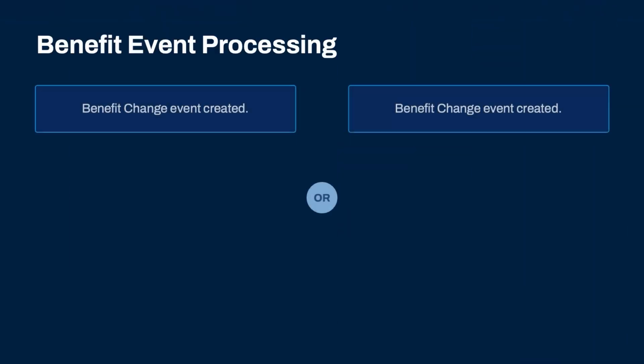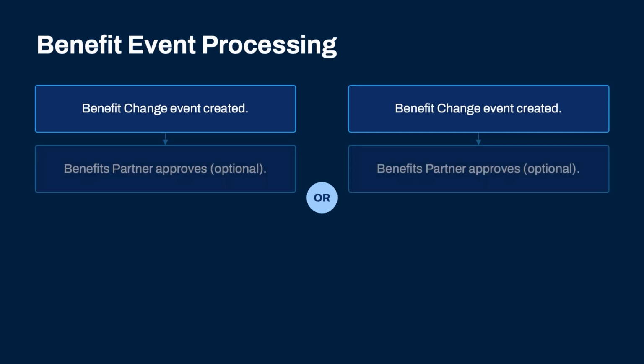When processing benefit events, there are some configuration options that impact the steps and the people involved in the overall workflow. For example, when an employee initiates a benefit change transaction, Workday creates an event. At this point, the employee has not made any election changes. The system has just initiated the first step of the process. Next, your company may require an optional step for a benefits partner to review and approve the event.